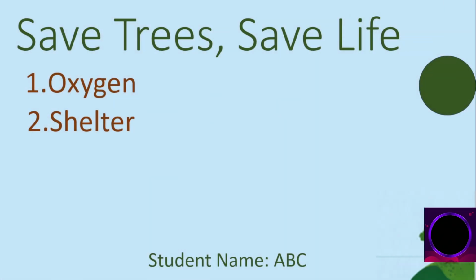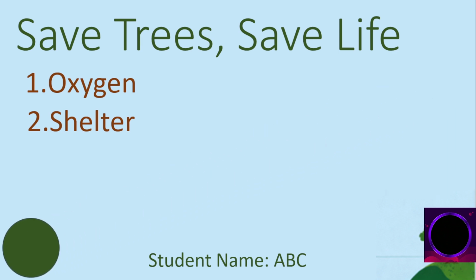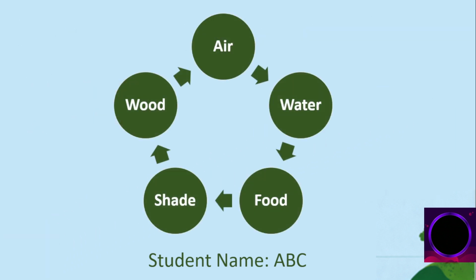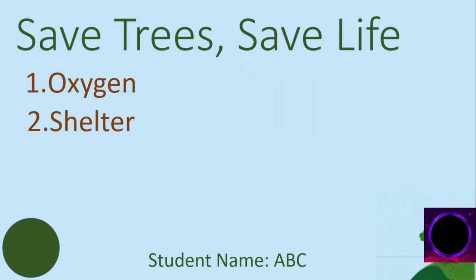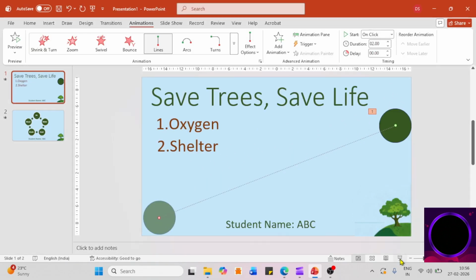This is the first slide. If I click, the circle is moving like this. Then this is the second slide with the SmartArt. All the transitions and animations are applied. Student name is appearing on every slide. Tree image is coming on every slide. My slide master task is over. Everything is over. So this is a way to do PowerPoint tasks. Thank you.